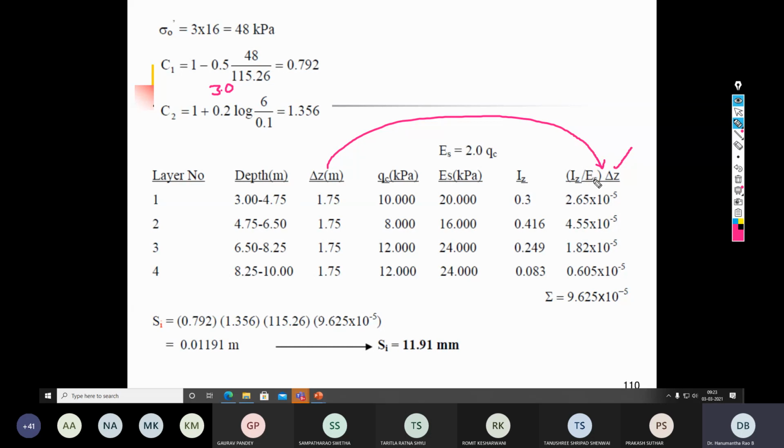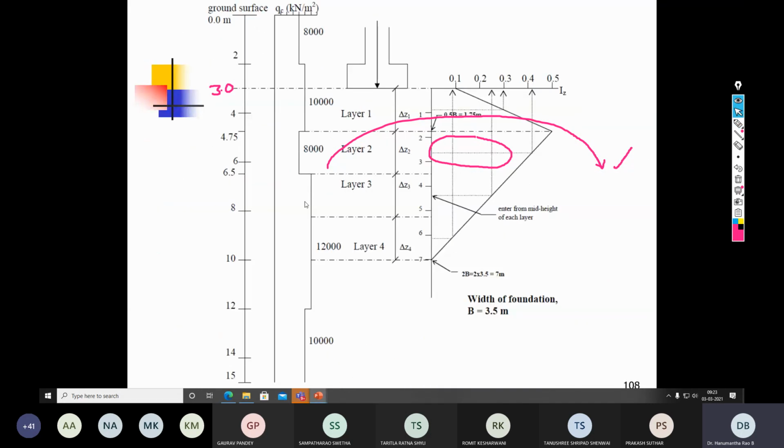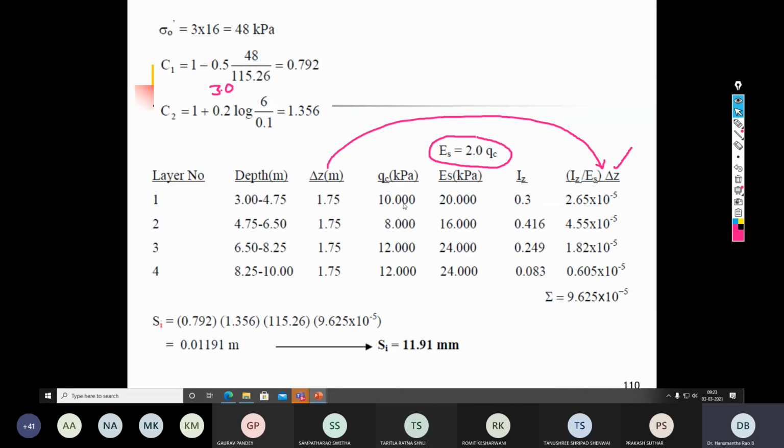Now another important factor is Young's modulus of the soil, that is Es. Given in the sum, the empirical relationship between Es and QC is 2 times QC. So QC for different layers, let's see again to avoid confusion. Layer number 1 QC is 10,000, layer number 2 is 8,000, and layers 3 and 4 it is 12,000.